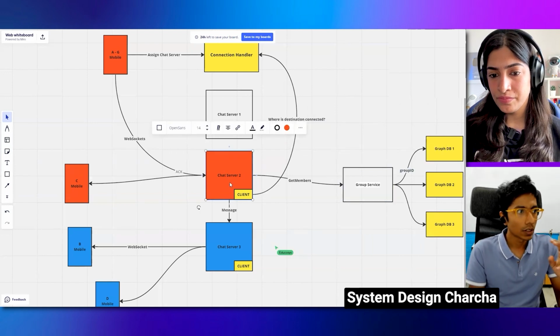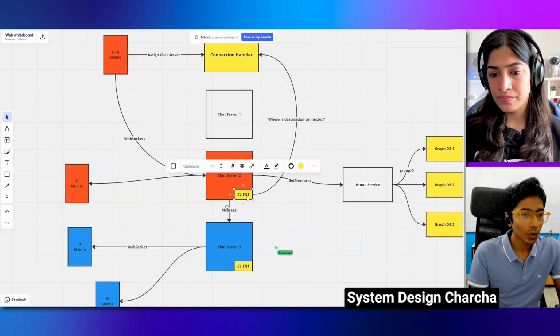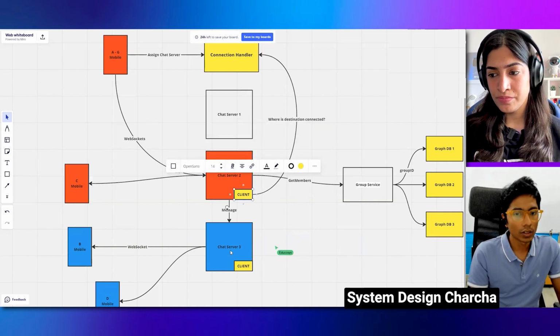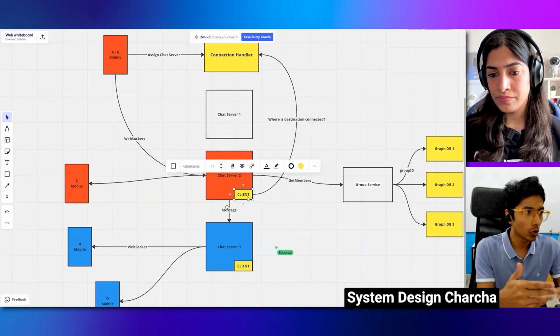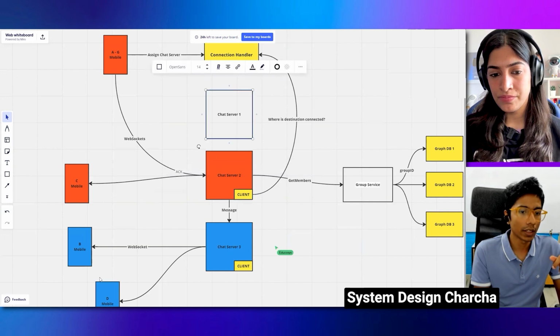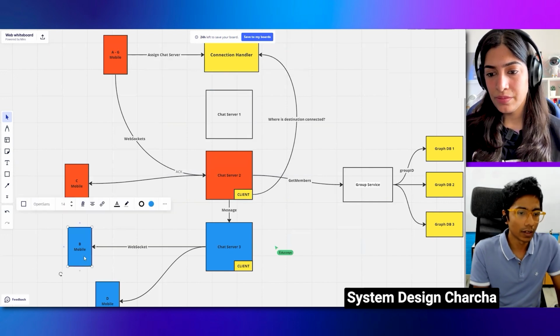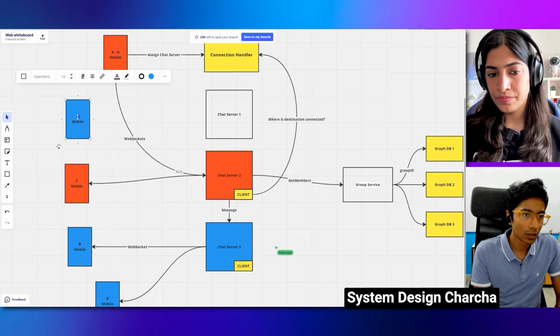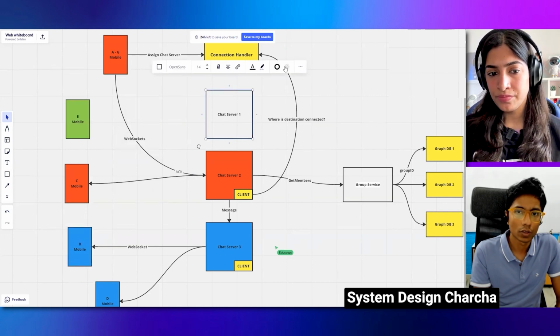Now, chat server 2 has only one option, which is to talk to its client and say, get me all the chat servers which these group members belong to. That is the only thing that can happen. Let's add another user. So user E is here. They are light green. So is this.